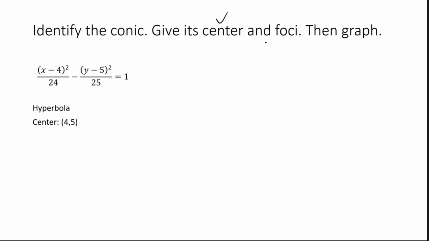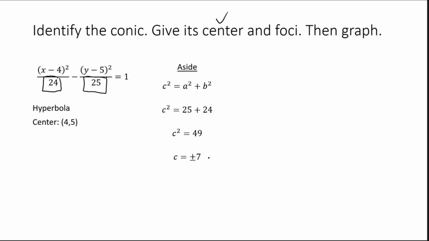Next, we want to find the foci. So to find the foci, we need to find the c value. And with a hyperbola, what we do is use the relationship that c squared is equal to a squared plus b squared. All right, so a squared is always the first term, 24 in this case. So it's this number right here. The b squared would be this 25. So we have 24 plus 25, which gives you 49. So c squared is 49. So c is the square root of 49, which would be a positive or -7.